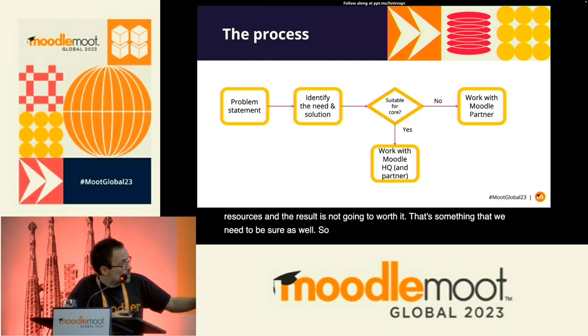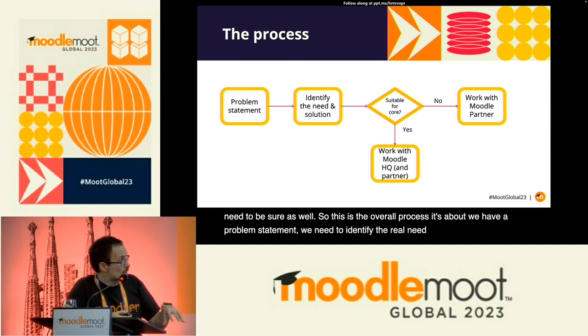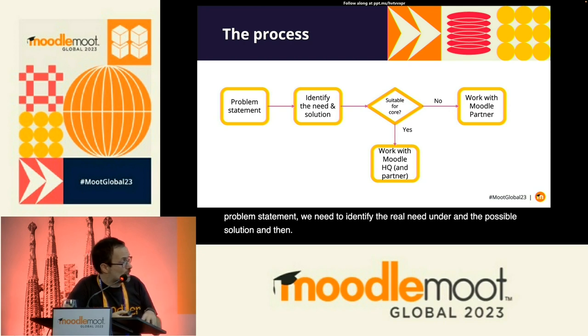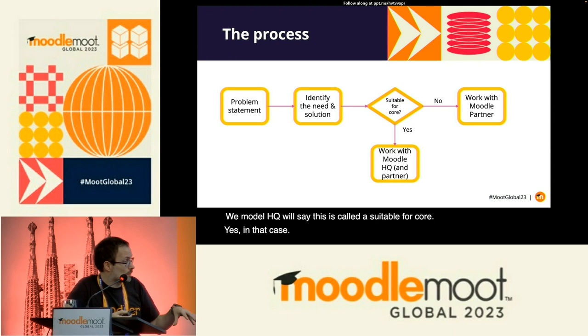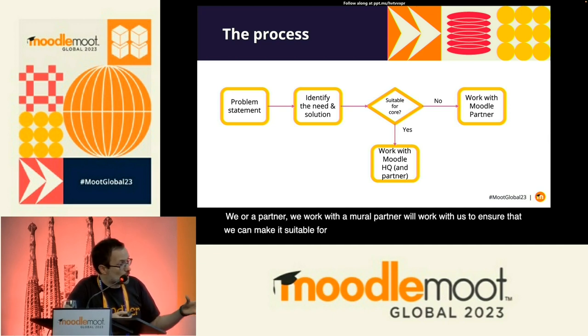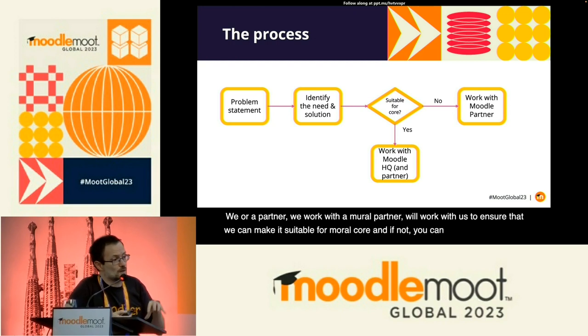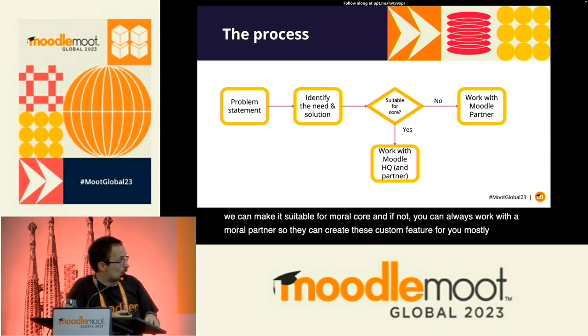So this is the overall process. We have a problem statement. We need to identify the real need and the possible solution. And then Moodle HQ will say whether this is suitable for core. If yes, in that case, a Moodle partner will work with us to ensure that we can make it suitable for Moodle core. And if not, you can always work with a Moodle partner so they can create this custom feature for you, mostly creating a new plugin for you or similar.